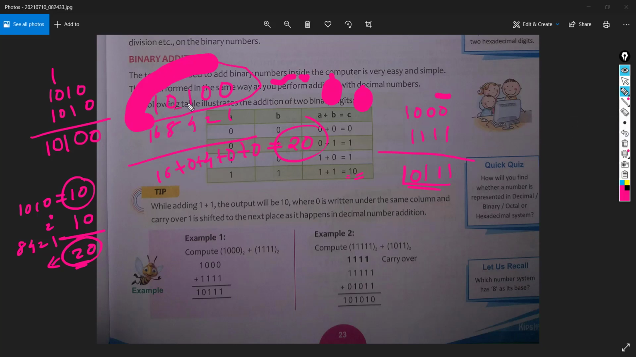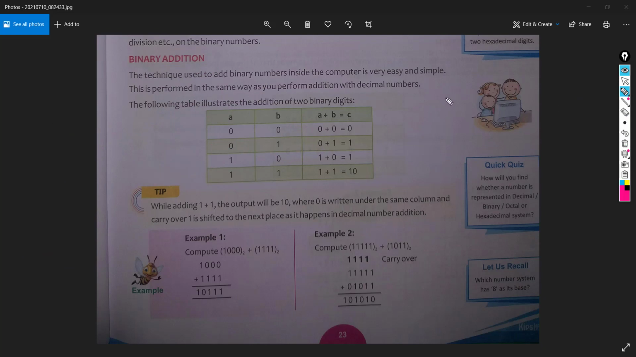So the sum of 1010 and 1010 is 10100. This is the right output. I hope you could understand the addition of binary numbers. Then we can add one more example, 11111 and 1011.